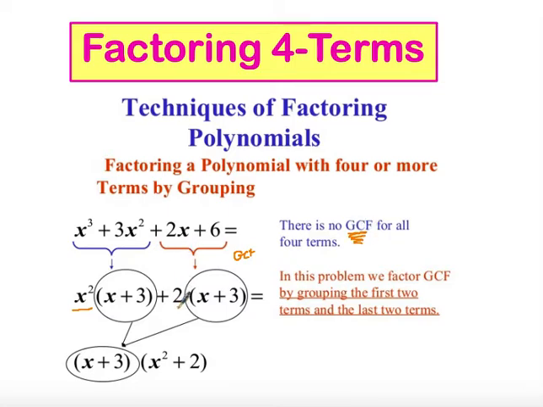They pulled a 2 out, and they got a factor of x plus 3. Now here's the commonality of these two pieces. They both have an x plus 3 in common. So what they're going to do is factor again, but they're going to pull the GCF of the whole thing this time, which is x plus 3, out here, and then they're going to be left with that x squared plus 2. And those are going to be the two binomial factors.